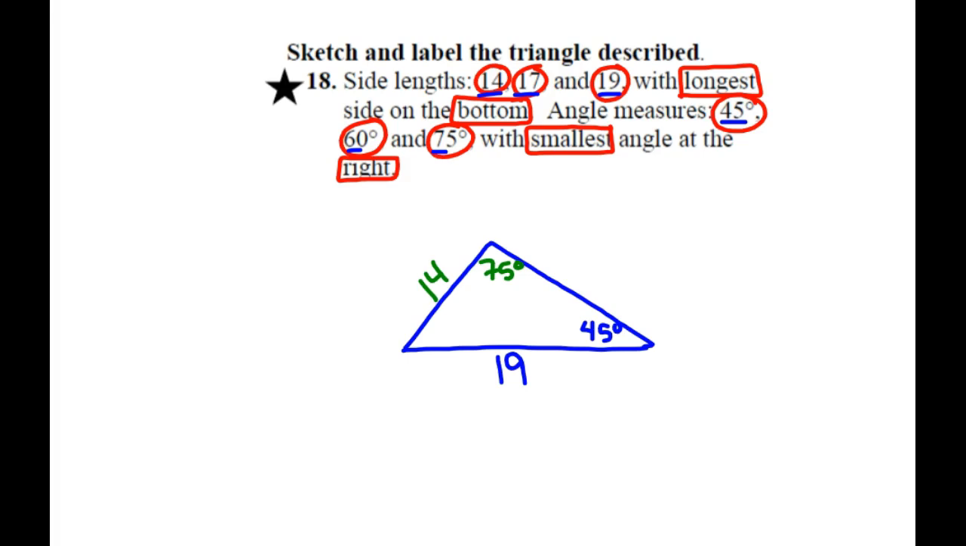Now we just have to put what's left over. Well, we have 14 and 19 already written, so 17 has to be there. And we have 45 and 75 already used, so 60 has to be there. Also, across from the 60 is our medium side and our medium angle. So it worked out perfectly.